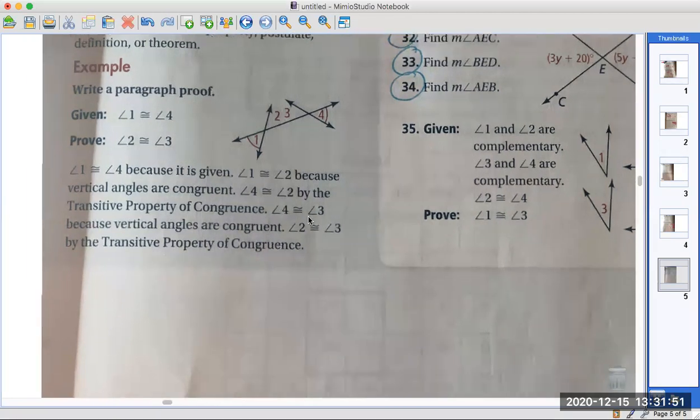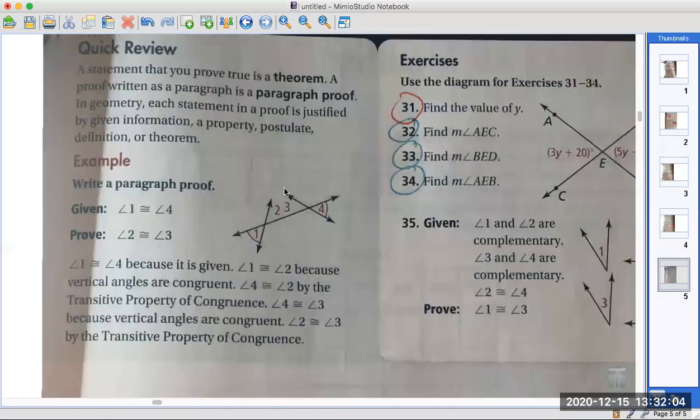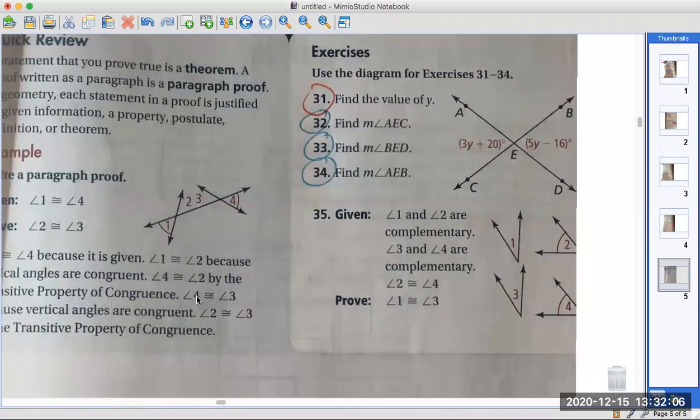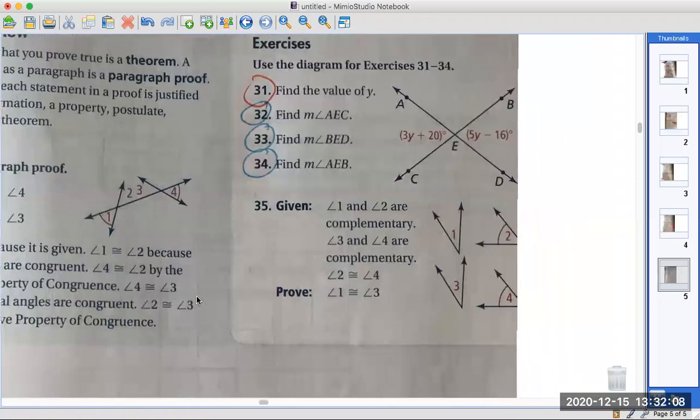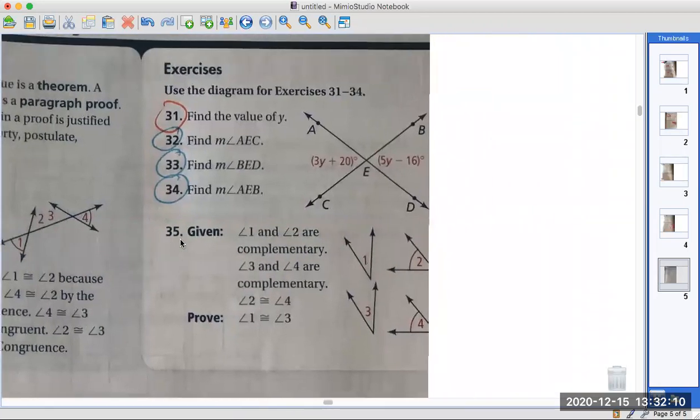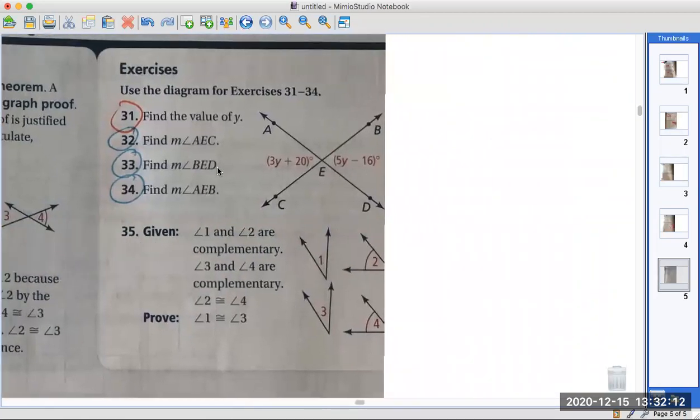4 is congruent to 3. 4 and 3 are also vertical angles. And then again, transitive property. Therefore, 2 and 3 must be congruent as well. It's kind of a logic thing behind it. If you want to study that, look at it again. If it went right over your head, don't worry about it. We can't learn everything at once, right?